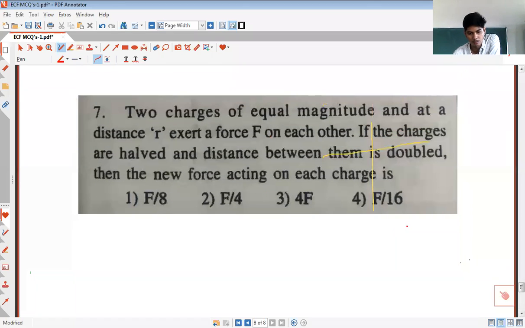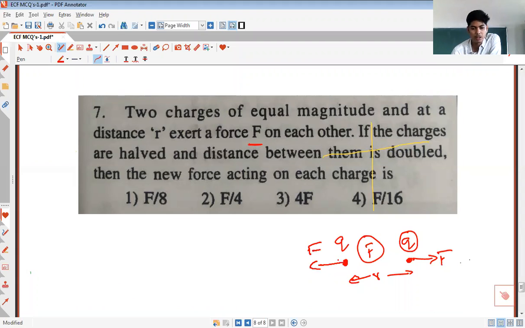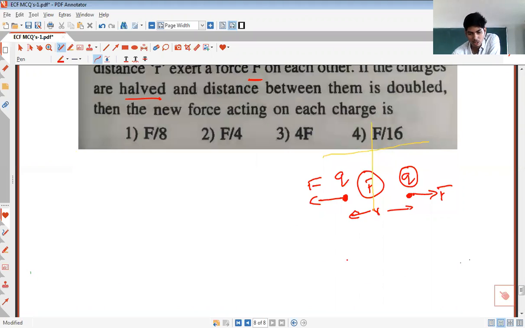So according to the problem, there are two charges of equal magnitude. Let us suppose there are two charges of equal magnitude, Q and Q. They are separated by distance r in air or vacuum, and it is given that the force between them is F. They exert force F on each other. This charge Q exerts force F on this charge, and this charge Q exerts force F on this charge. Now, if the charges are half, this becomes Q by 2 and this becomes Q by 2.